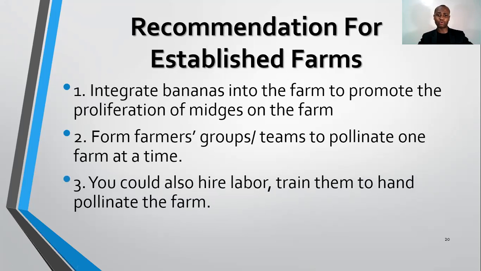Another thing you can do is hire labor and train them to hand pollinate the farm. If you have the resources, you can hire people and train them. Usually here in the Philippines, minimum wage is maybe 500 or something plus. But even in the rural areas, minimum wage is around just 300 pesos. So let's assume that you hire 10 people for 300 pesos each. That is like 3,000 or something, 3,000 to pollinate the whole farm.